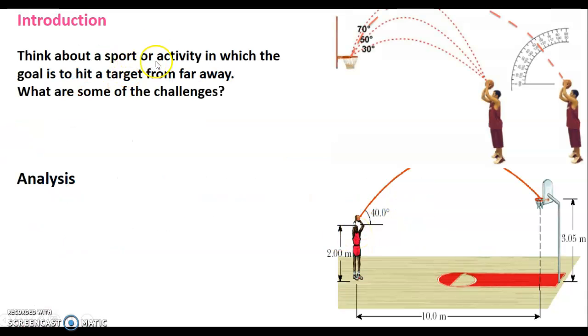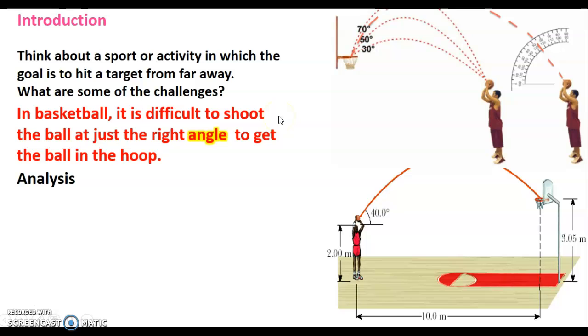Now, if we think about a sport or activity in which the goal is to hit a target from far away, what are some of the challenges? In basketball, for example, it is difficult to shoot the ball at just the right angle to get the ball in the hoop. As you can see here, the player is trying to shoot the ball at a certain angle, and this angle does affect the angle at which the ball hits the hoop or the target.